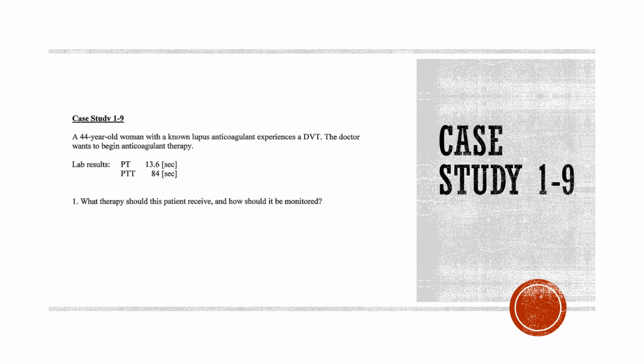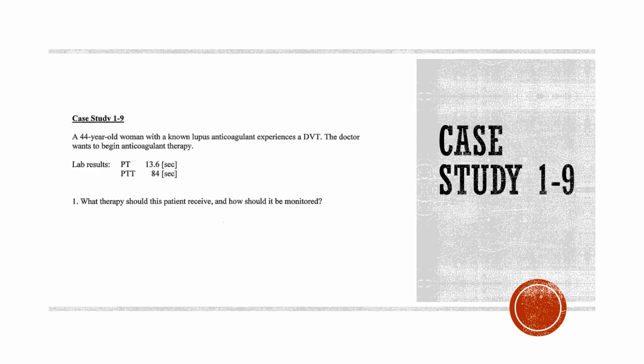Here is our last case study for section 1. Case study 1-9, a 44-year-old woman with a known lupus anticoagulant experiences a deep vein thrombosis. The doctor wants to begin anticoagulation therapy. So let's take a look. We have a PT of 13.6, PTT of 84. What therapy should this patient receive and how should it be monitored?